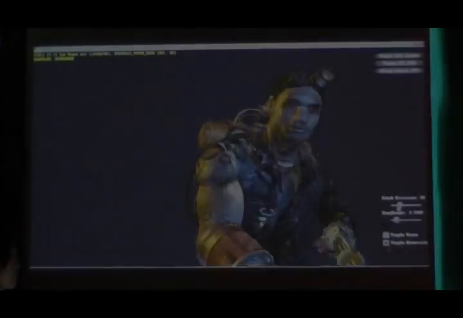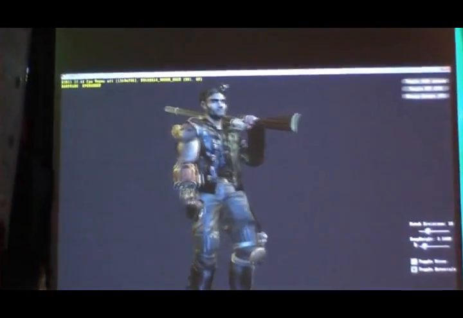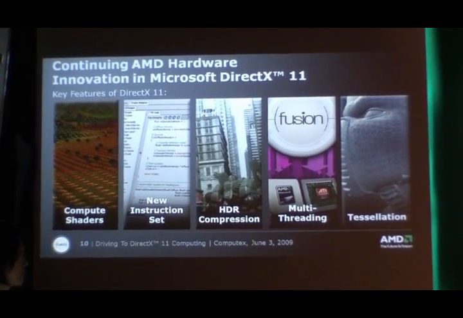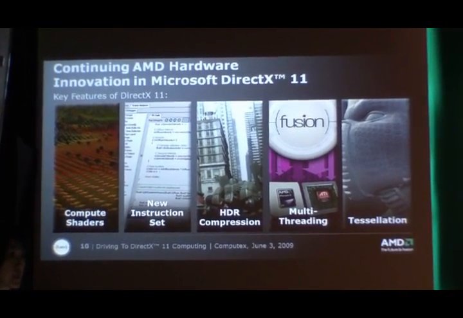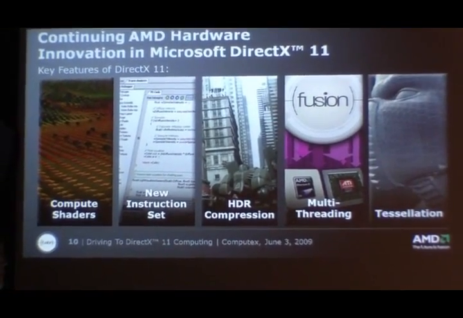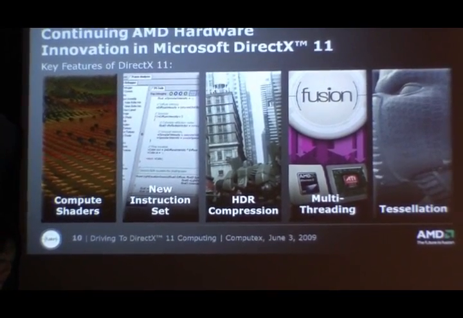Gives much higher detail. So let's talk more about the history of tessellation so you understand how we got here. Let me talk about some of the key innovations that we've had at AMD over the past several years and what it means to DX11 hardware.